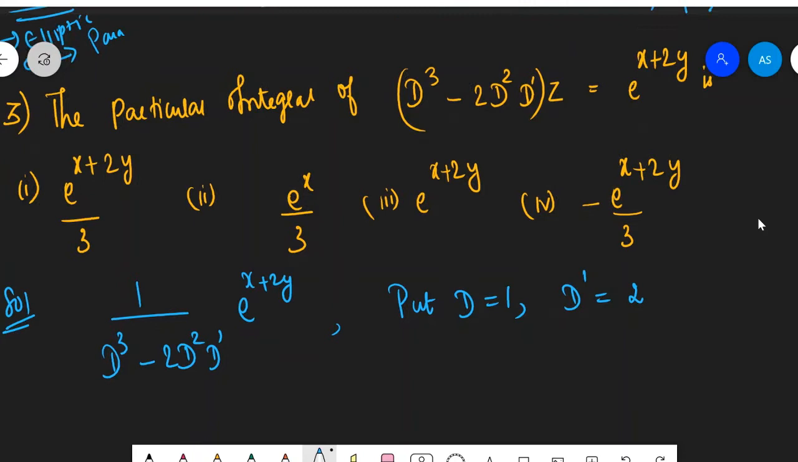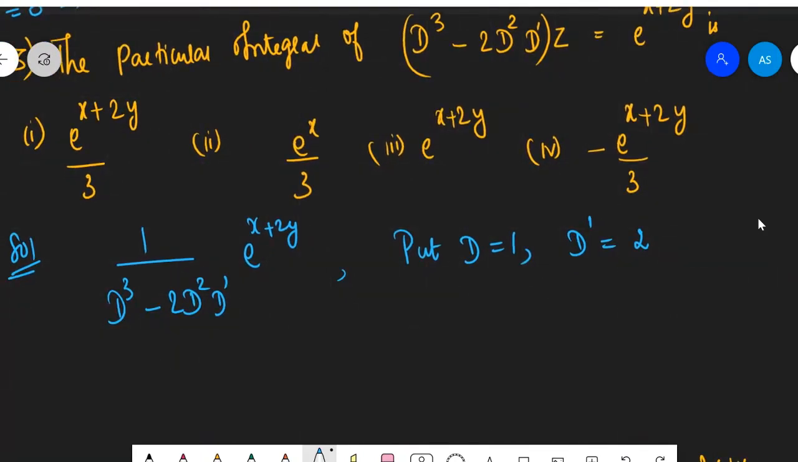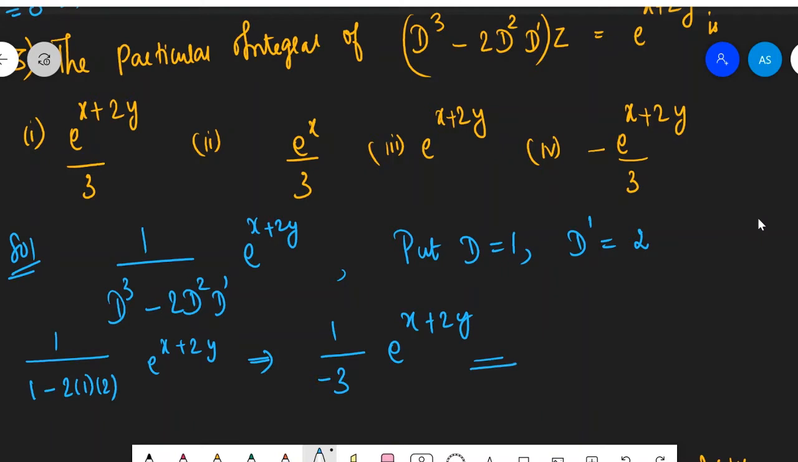Now I am going to substitute d and d dash value in this expression. So 1 divided by d cube, 1 minus 2 into d square value is 1, d dash value is 2, into e power x plus 2y. So 1 divided by 1 minus 4, minus 3, e power x plus 2y. Particular integral is nothing but to eliminate d dash value in the denominator. So this is the value of our particular integral. So option 4 is the correct answer.